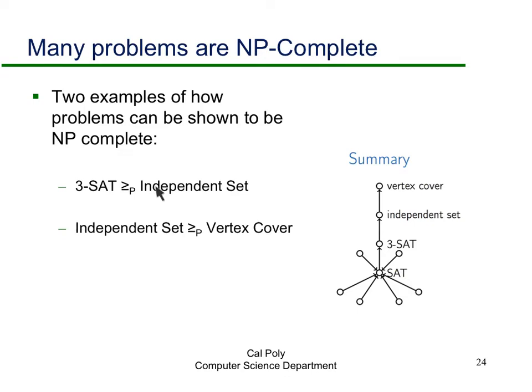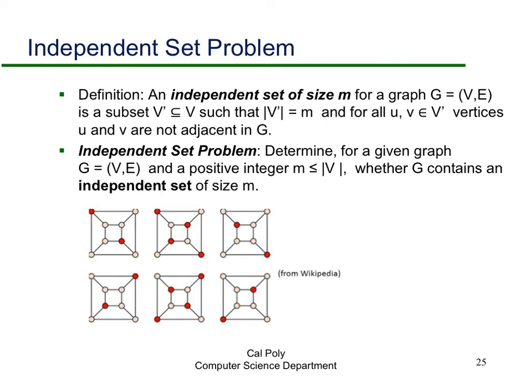The big steps are going to be: the hard part will be reducing 3SAT to independent set, and then reducing independent set in polynomial time to vertex cover. So first let me define what I mean by the independent set problem.